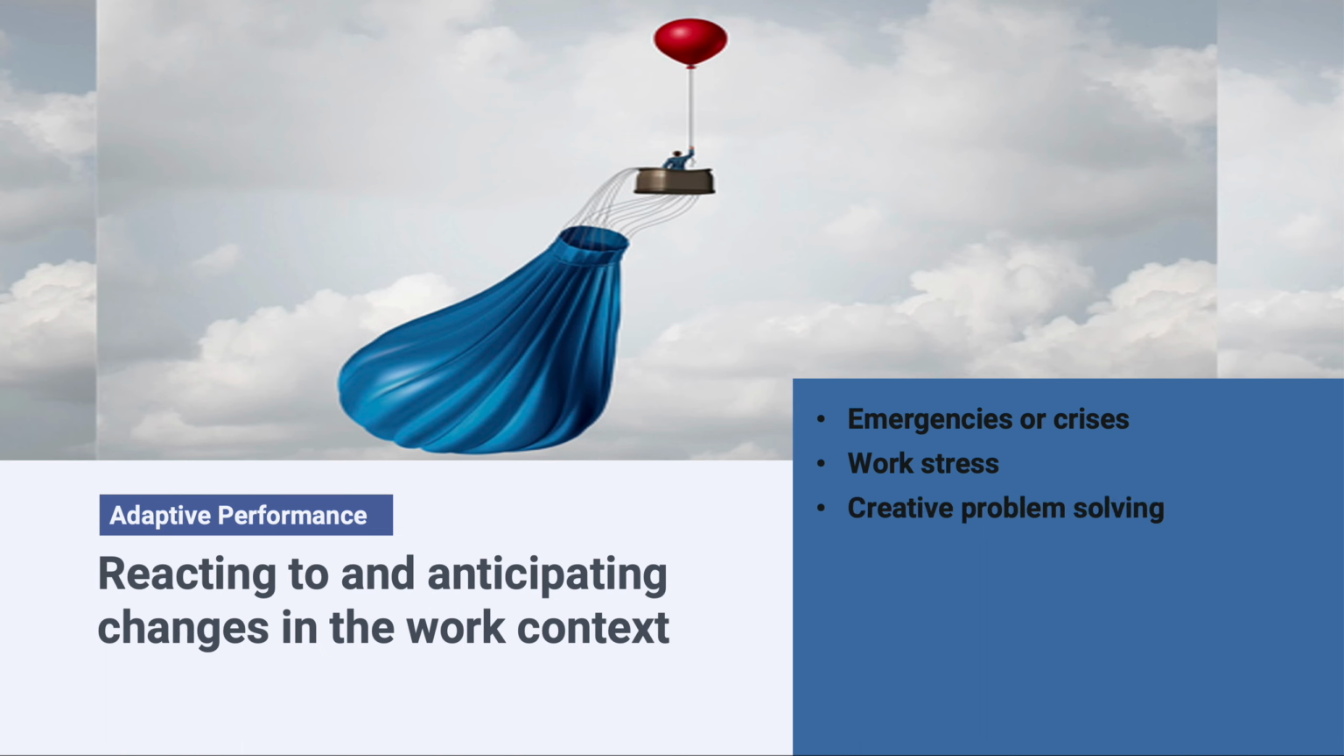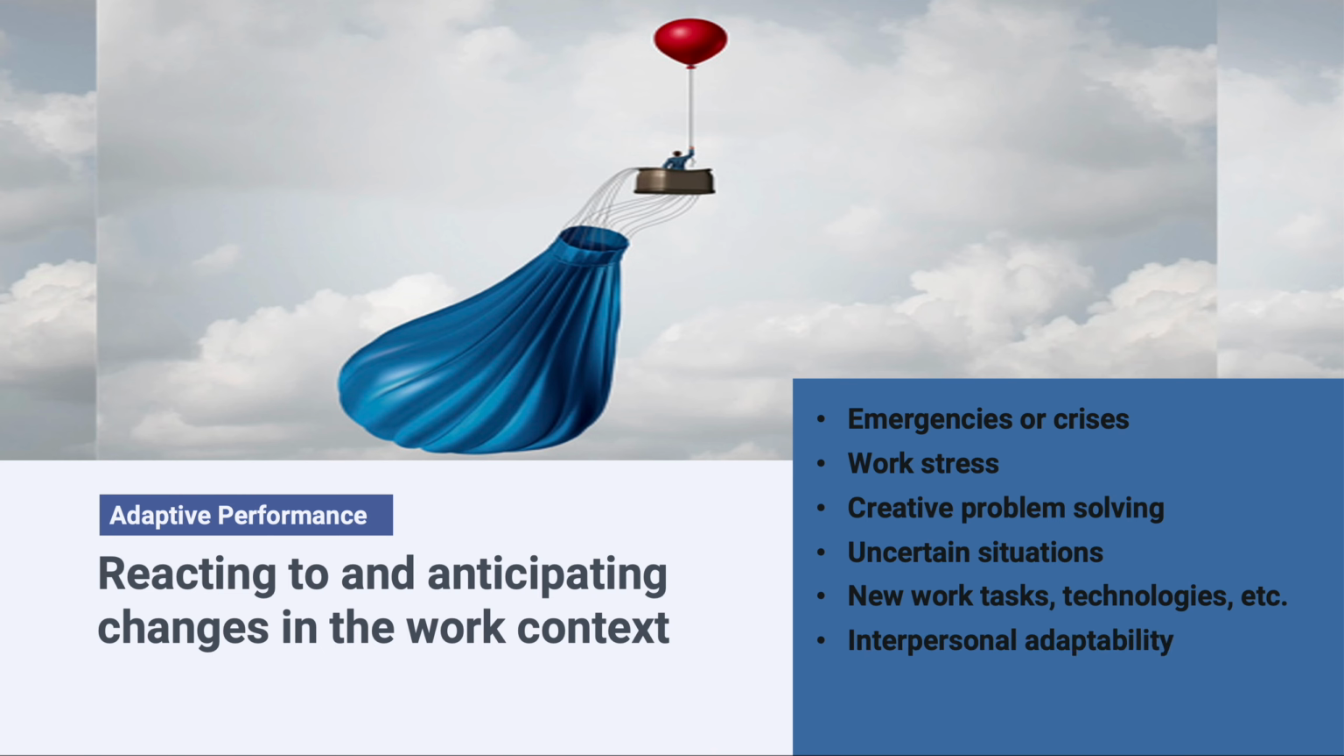Creative problem solving, so when a problem arises, what can we do to fix it? Uncertain situations. So sometimes situations arise that we have no training for or that we're not expecting, but employees still need to rise to the occasion to get the job done or to handle those situations. Oftentimes, organizations change the way tasks are administered, the technologies that are used. So if a new technology is implemented, a new tracking system, a new type of software, can an employee adapt to that, or do they prefer to do things the old way and push and fight back against the change?